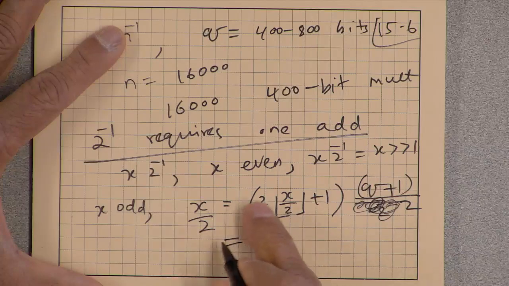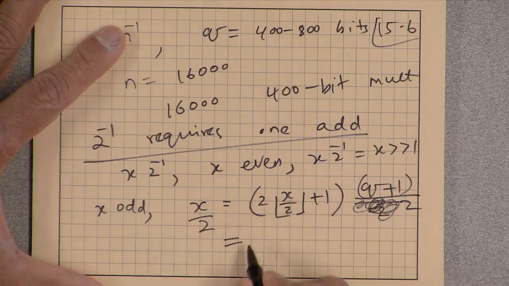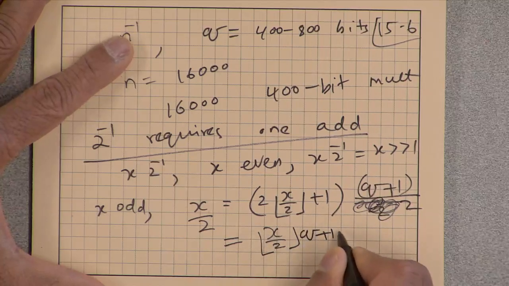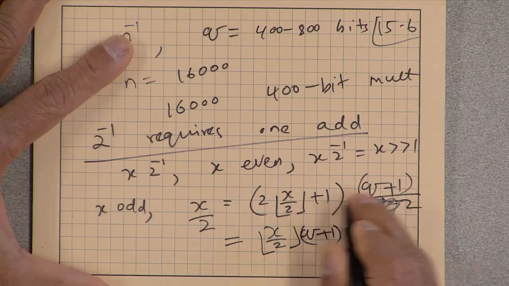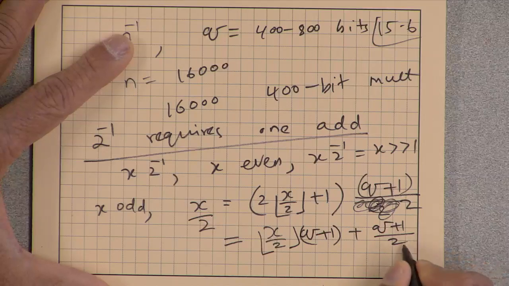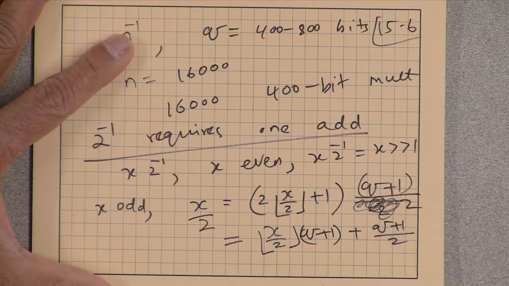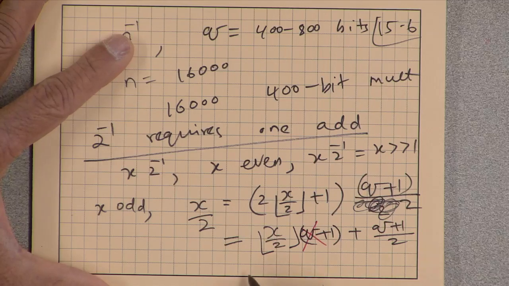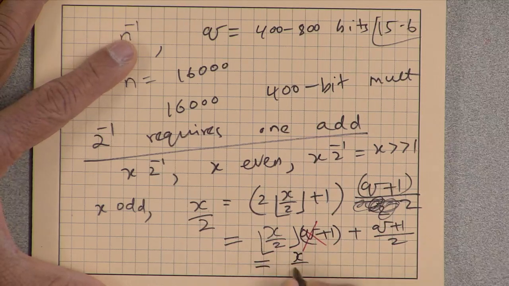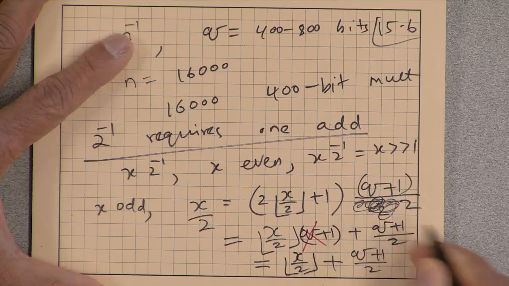And then if I multiply these and 2 cancels out with 2, we get x by 2 times (q plus 1) plus 1 times (q plus 1) by 2, mod q. Everything is mod q, and because everything is mod q, this q disappears because that's just q times something, you take the remainder and it disappears. So this is equal to floor of x by 2 plus (q plus 1) by 2, mod q.